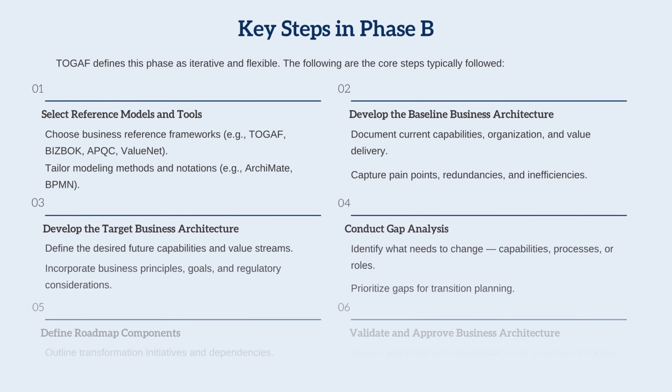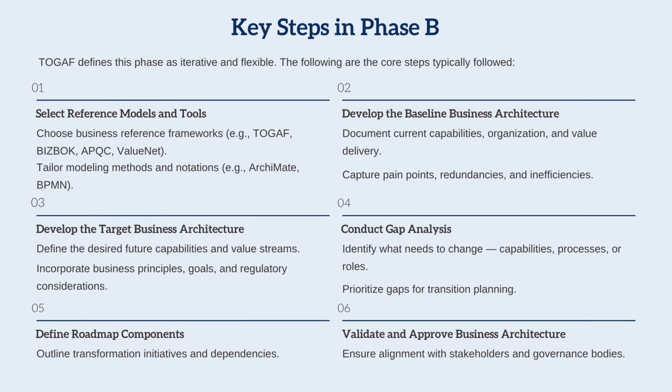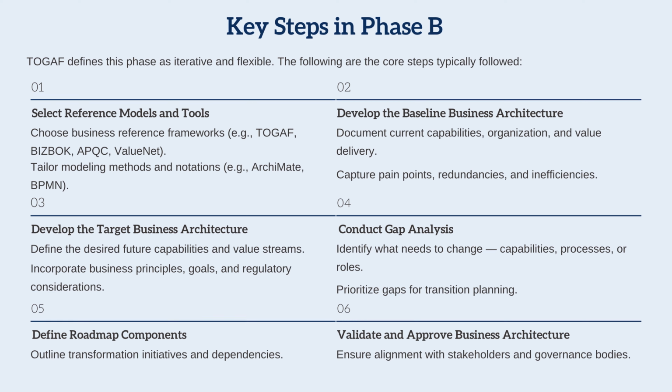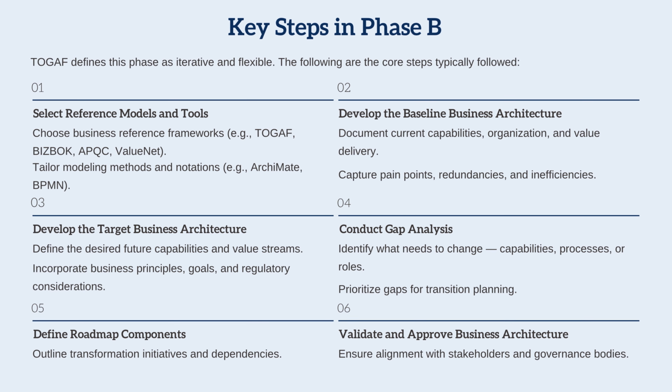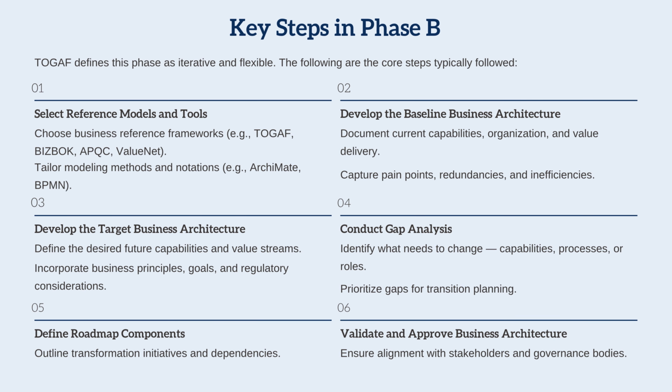Key steps in Phase B. Let's walk through the main steps of Phase B. Select reference models and tools, such as TOGAF, BIZBOK, or APQC process libraries. Develop the baseline business architecture. Document the current organization, value streams, and processes. Develop the target business architecture. Define future capabilities, value delivery, and governance.